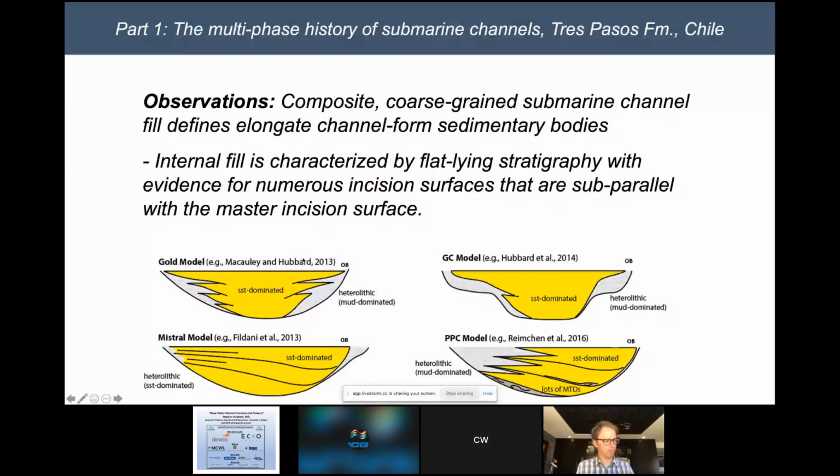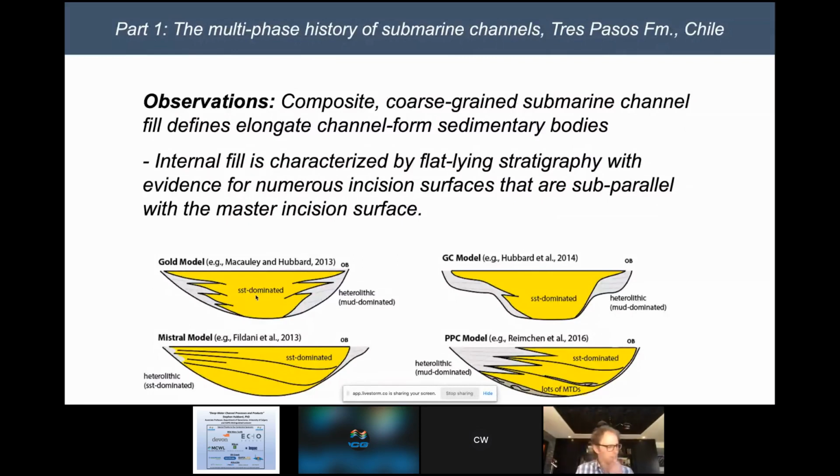That was the bottom one with that big drape on top. And then all the subsequent incisions are kind of subparallel to that master incision surface. This is a common motif, and there's some variability. You can see here there's sometimes some lateral stacking of the bodies as we see them inside the elements. Other times they're more aggradational and seem to be centered in the same spot and so on. But this is a motif that we see all over the world in these types of systems.